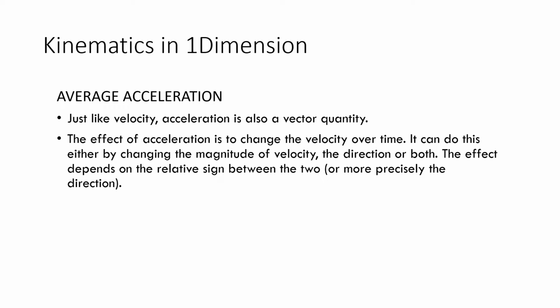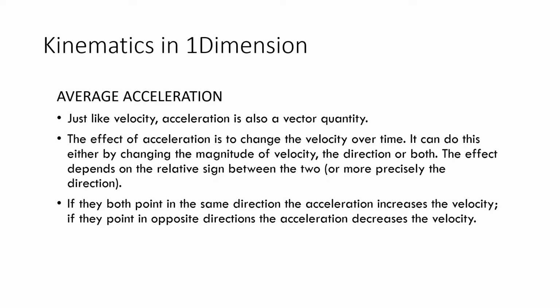Now, the effect of acceleration is to change the velocity over time, and it can do this in three different ways. It can either do it by changing the magnitude of the velocity, by changing the direction of the velocity, or by changing both the magnitude and the direction at the same time. The effect depends on the relative sign between the two, or more precisely, the direction. If they both point in the same direction, then the acceleration increases the velocity. If they point in opposite directions, then the acceleration decreases the velocity.